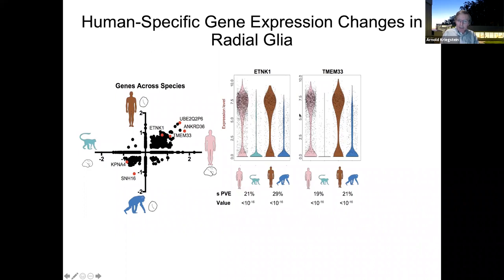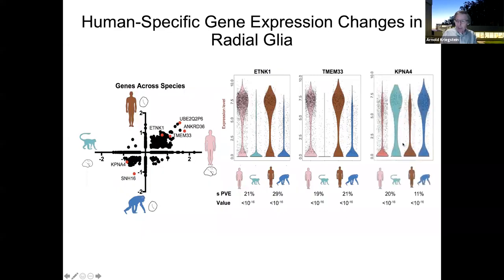What I'm showing you in these violin plots on the right are genes that are enriched in human outer radial glia. So ETNK1 is enriched in primary human tissue and human organoids, but not in macaque or chimpanzee organoids. So this is a gene that is uniquely expressed in human radial glia, not in any other primate. And this is another gene with the same pattern of expression. It's seen in human, but not in macaque or in chimpanzee. And there are other genes in radial glia that are the opposite. They are found in macaque and in chimpanzee, but have been lost in the evolution of the human brain.